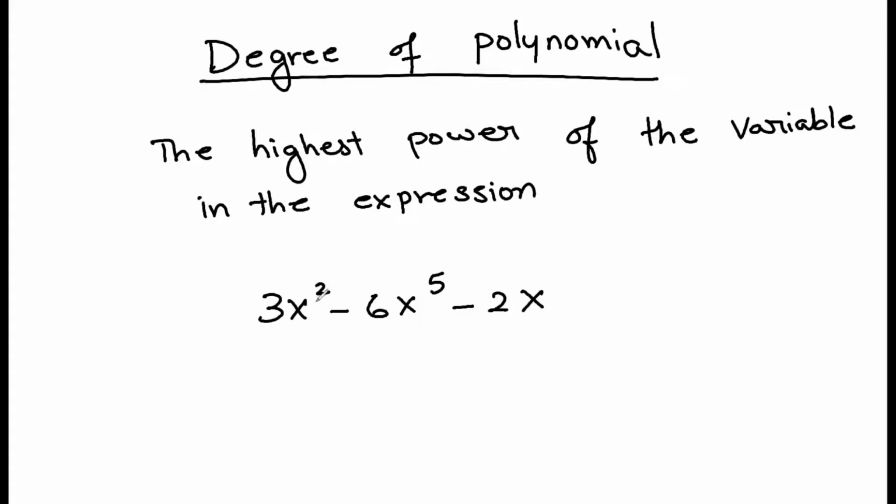In the first term, you notice that the exponent of x is 2. In the second term, the exponent of x is 5. And in the third term, the exponent of x is 1. So the highest degree, the highest exponent of the variable, is going to be 5. So the degree of this polynomial is 5.